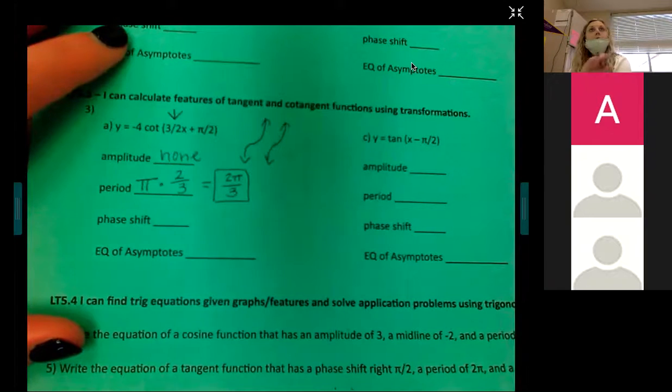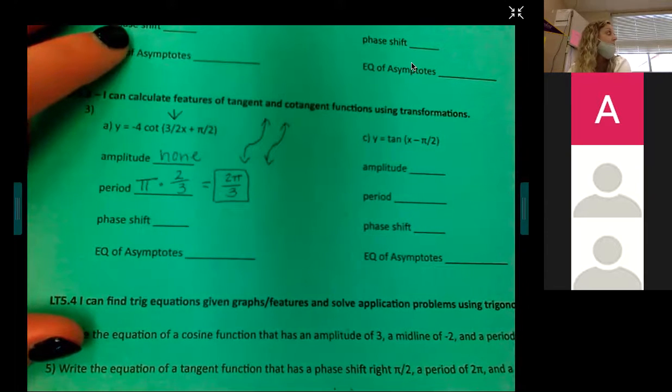All right, the phase shift is not left pi over 2. If you put that on the test, it's wrong. A lot of y'all missed that on the quiz. To see the phase shift, you have to put it in factored form. So what would factored form be? What do I need to do?